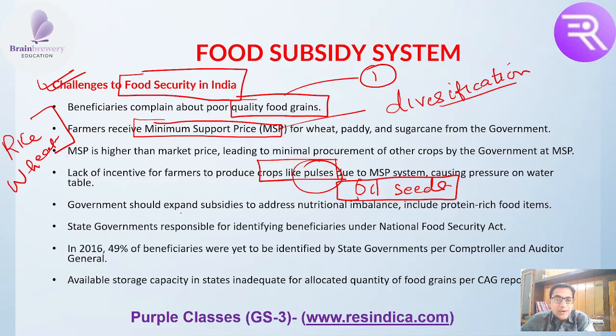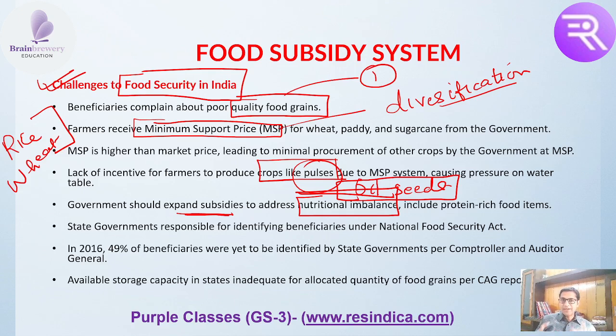So the government should expand the subsidies, but it also has to check the nutritional imbalance. Okay, the government should provide subsidy in such a way that nutritional balance is maintained. It should not be that the government provides heavy subsidy to certain sectors while other sectors do not get a proper share. Okay, so it is the duty of the state government to identify the proper beneficiaries.